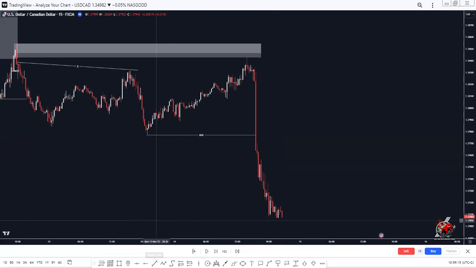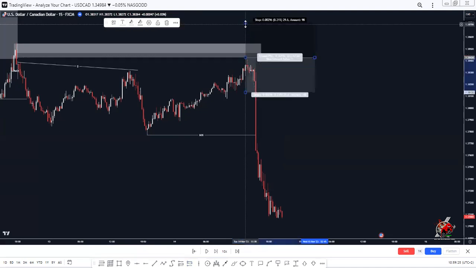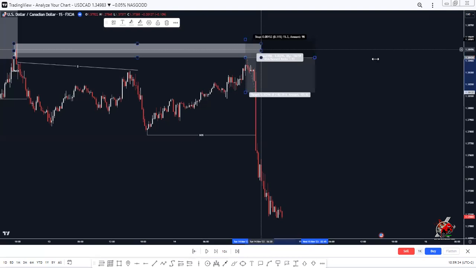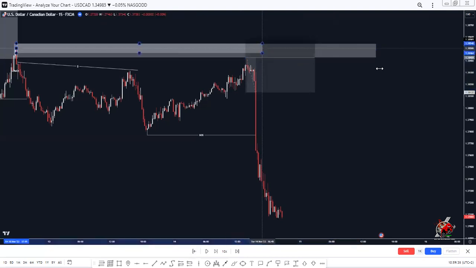I'll show you guys how you can do this. Remember, your entry could have been here, with your stop loss above. Maybe give it like 5 pips or 3 pips away from the rectangle tool stop loss, right?